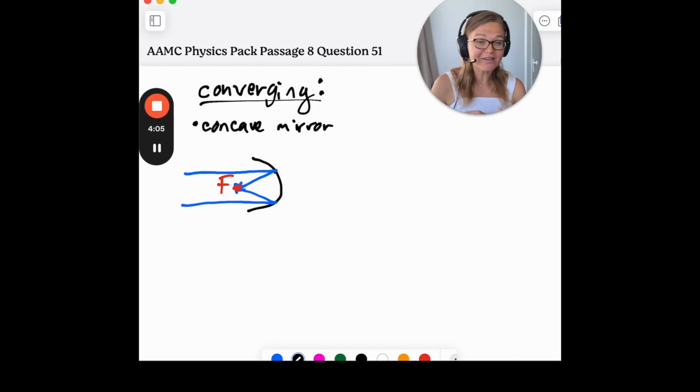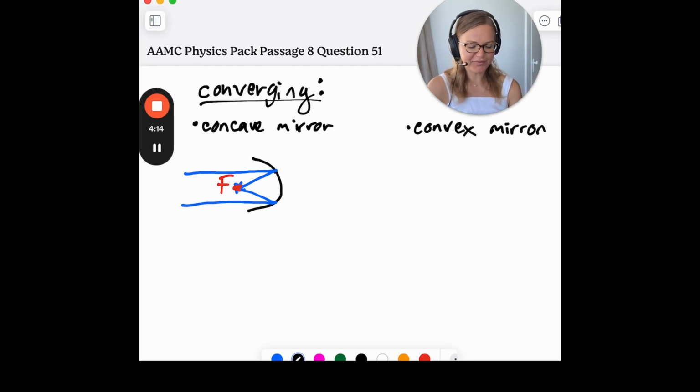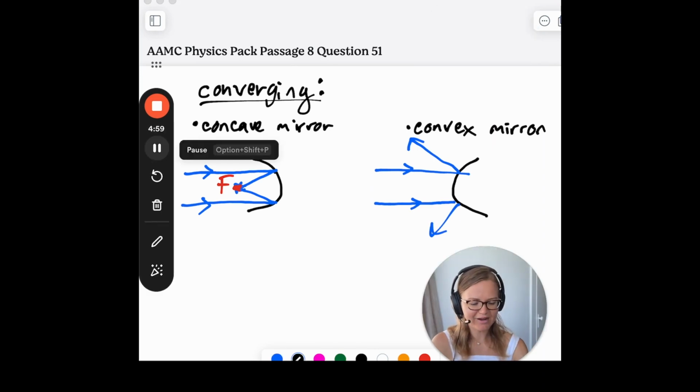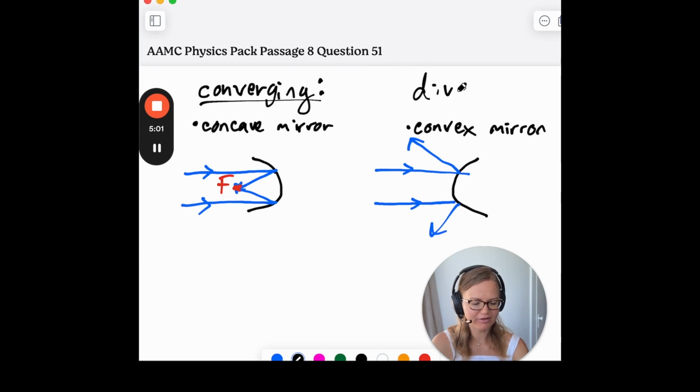Now, what about a convex mirror? Well, a convex mirror is going to be the opposite of a concave mirror. So if you think of a concave mirror like the inside of a spoon, a convex mirror is like the outside of a spoon. So if we have our same parallel light rays, and again, I should have drawn arrows here to indicate our light rays, traveling in this direction, when they hit that convex mirror, that back of the spoon, given the shape, they're going to reflect out this way. Likewise, if we had a parallel ray coming in this way, it's going to reflect out this way. So is that converging or diverging? That's going to be diverging. So let's go ahead and write that here. A convex mirror is going to be diverging.